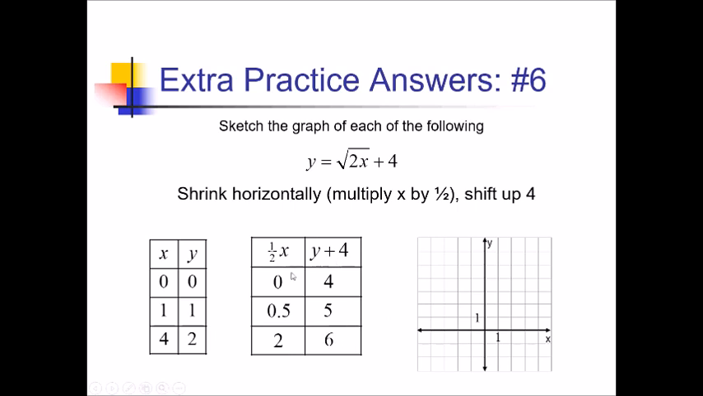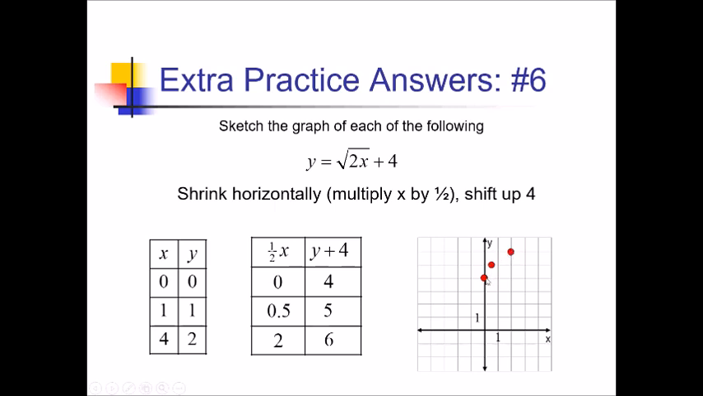Graphing those out now, 0, 4, that's right here. And because that's where 0, 0 got transformed to, this is going to be the new endpoint for my square root function. I'm going to start here. Now I've also got the points 0.5, 5 right about here, and 2, 6 right up here.